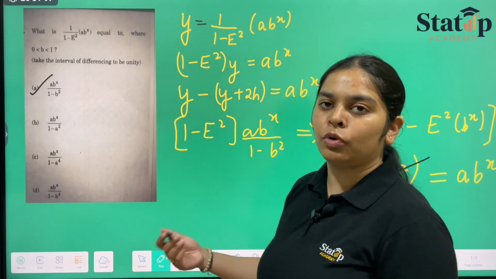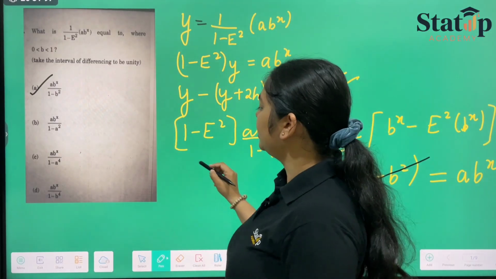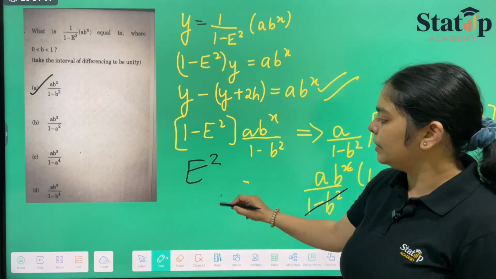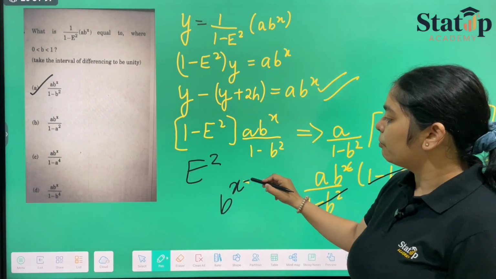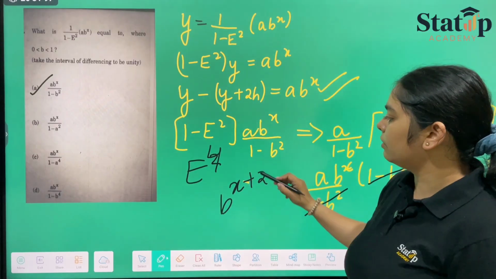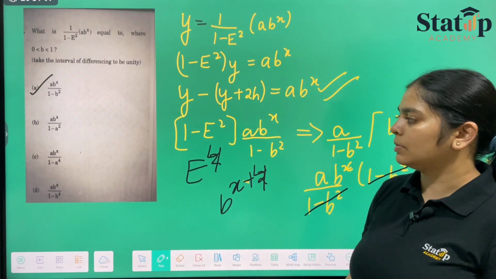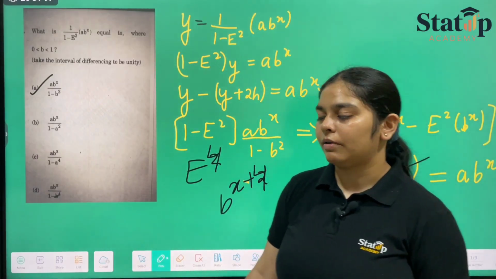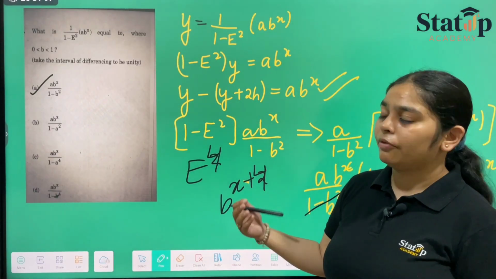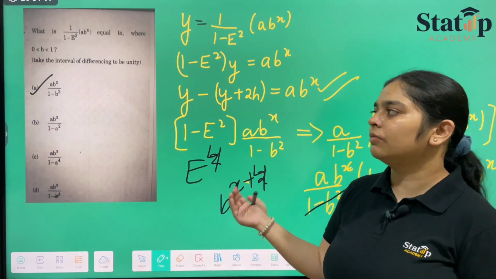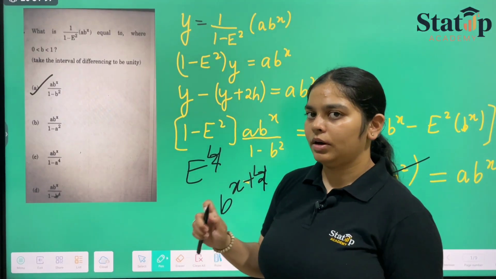Now here one more trick is there, that e square has been given. So the power of b raised to the power x plus 2 will come. If e raised to the power 4 would have been given, then it would be x plus 4, and our answer would have been 1 minus b raised to the power 4. So from that trick you can see the question and answer it without even solving it. That was your trick question.